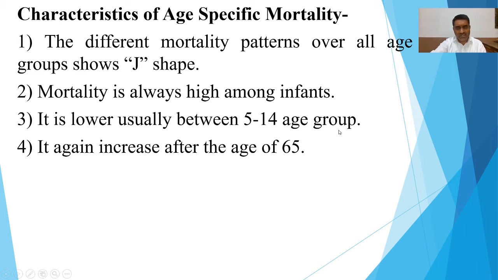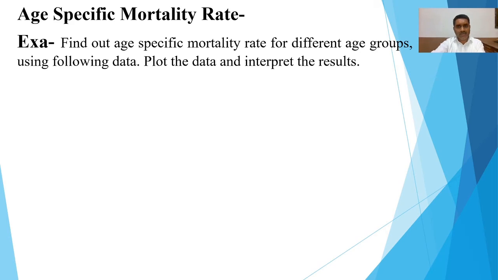As the age increases, there is less mortality. It again increases after the age of 65. As I already explained, there is less immunity, and their resistance power decreases, which affects the overall mortality, and that's why the mortality rate is high or increases after the age of 65.